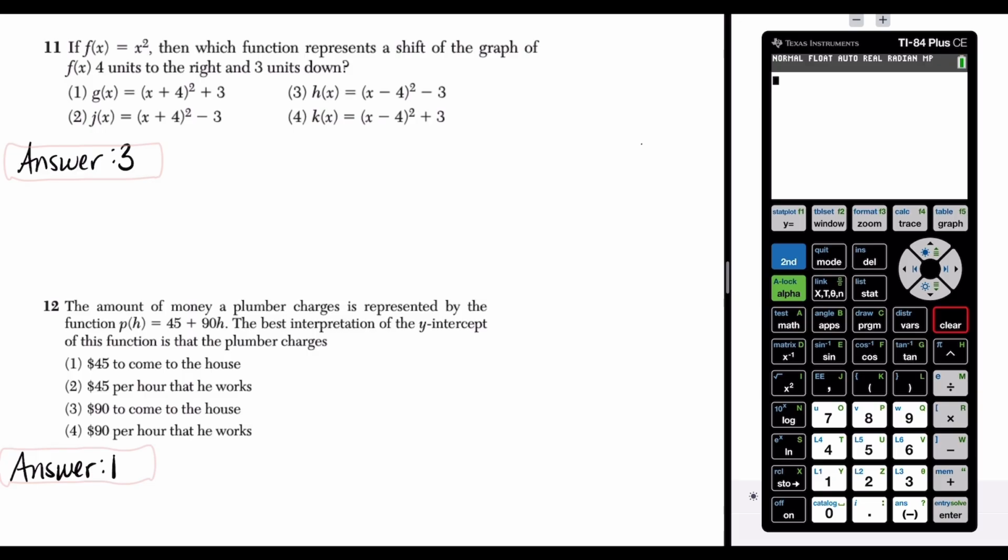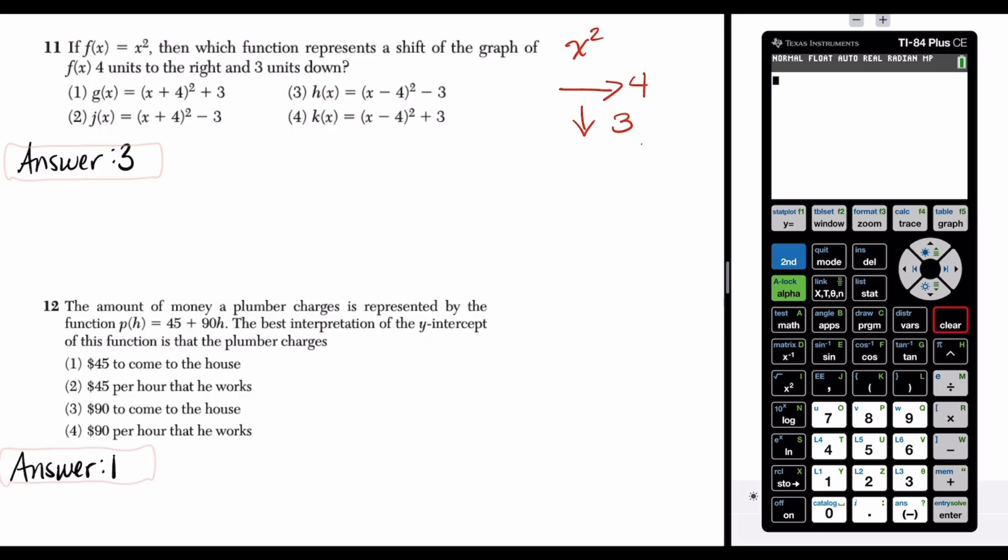We'll start with number 11, and we're starting off by trying to figure out what happens to our simple x squared if I want that function to go 4 units to the right. So I want it to go 4 to the right, and I want it to go down 3. So how do I do that? What's going to happen to x squared to make it happen?